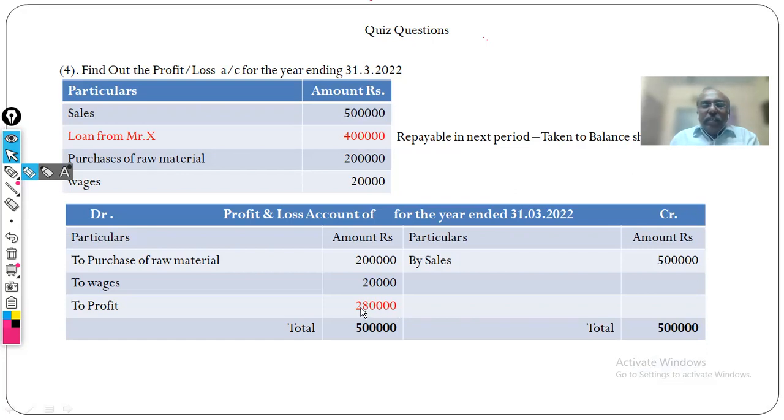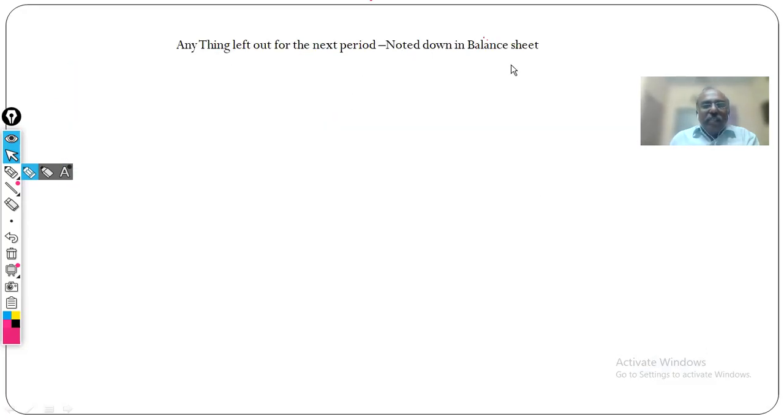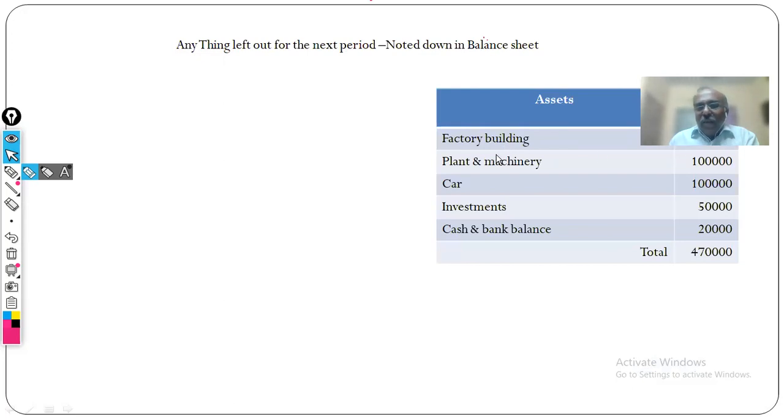So this is a nitty-gritty. Anything that is useful or repayable in next period, that we are going to take it into balance sheet. That is the idea behind the last two problems. So what are things that could be useful for next year? Factory building could be useful. Plant and machinery could be useful. Likewise, we might have some car, vehicle or something that could be useful. We might have invested some money in some other companies or in some bank deposits. So those investments are useful. Likewise, we might have cash and bank balance. Those are useful. Likewise, we will have several useful assets. So those are assets and they will find a place in balance sheet.